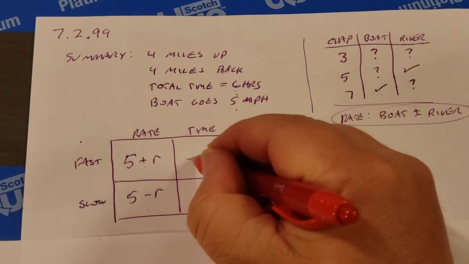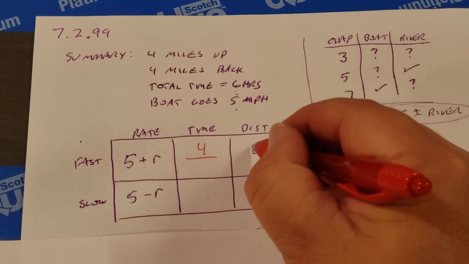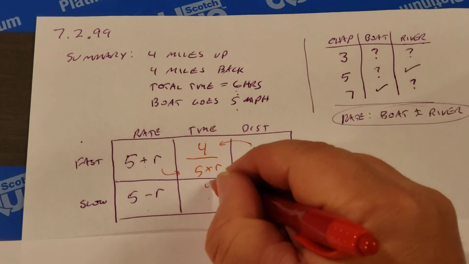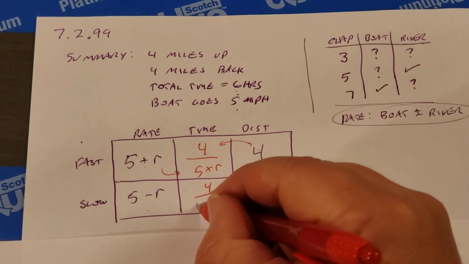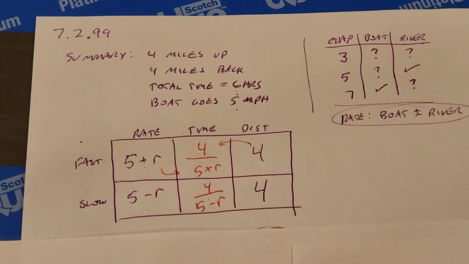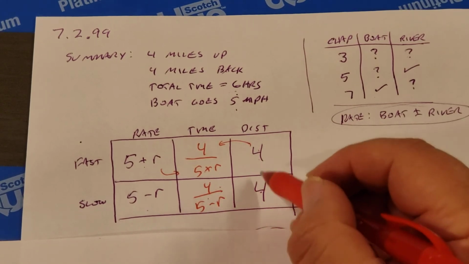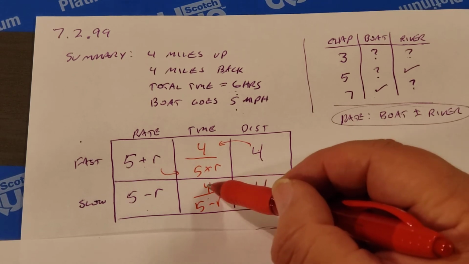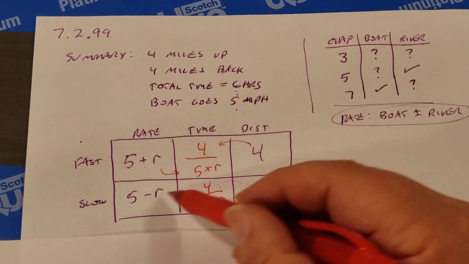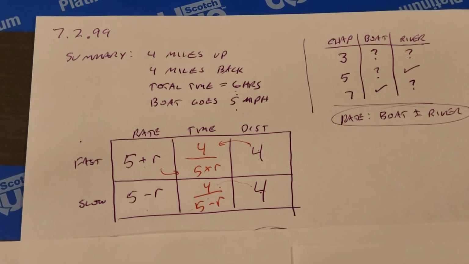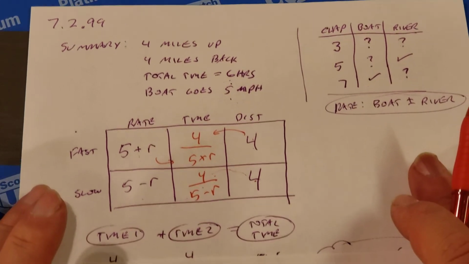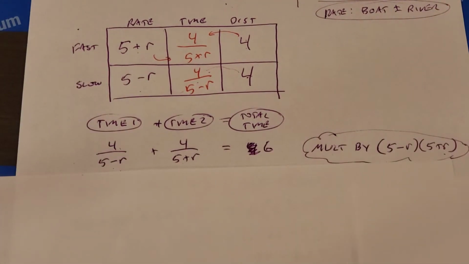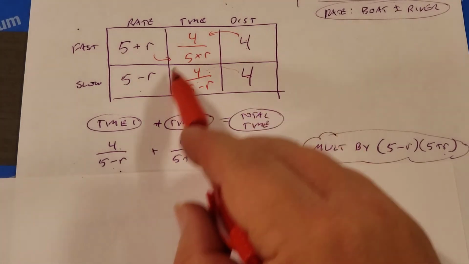And do you remember it? The time is distance over rate. Whatever's in the cell here. In other words, if they had said the distance back was 8, I would have put an 8 here. The distance over the rate. All right, well, sure enough, time 1 plus time 2 equals total time. So just take what's in the cell.